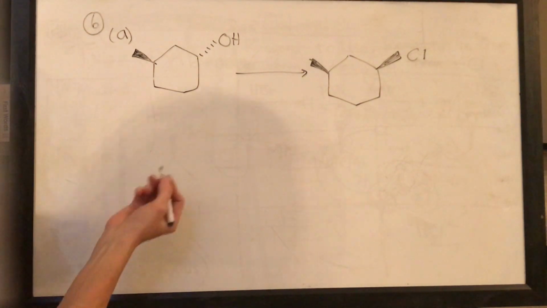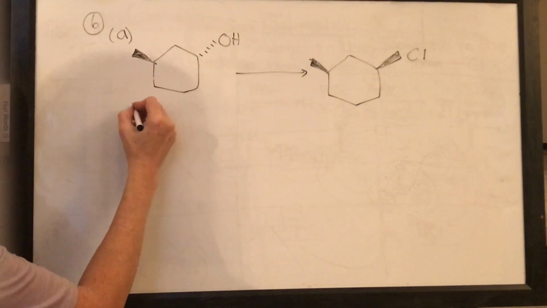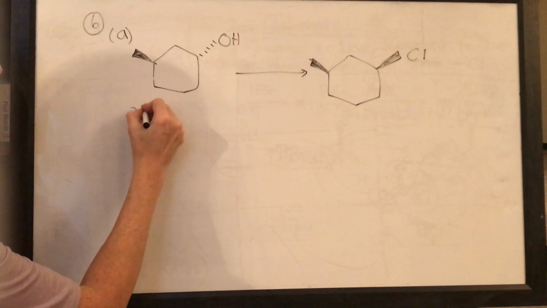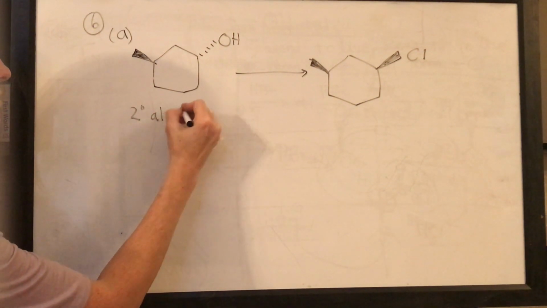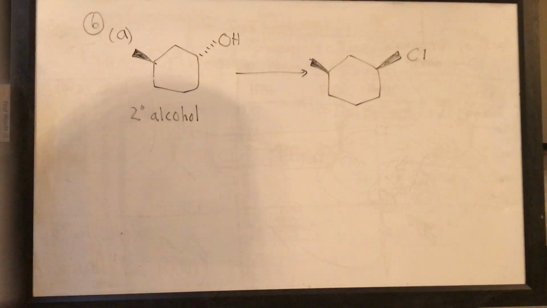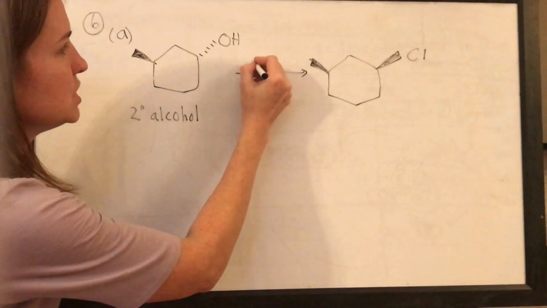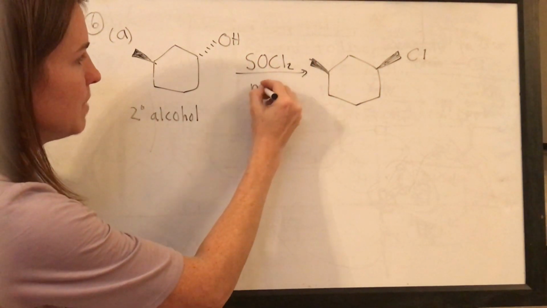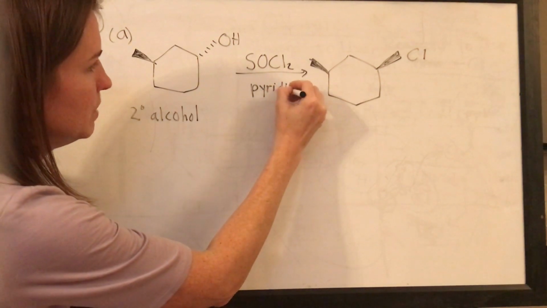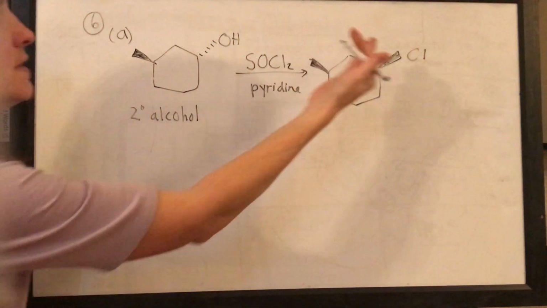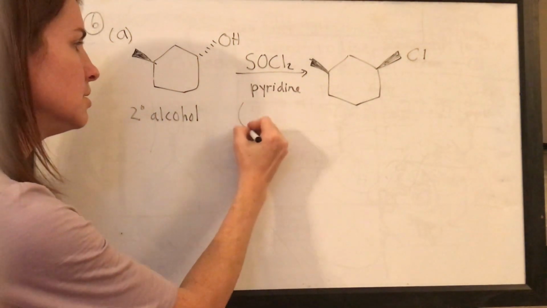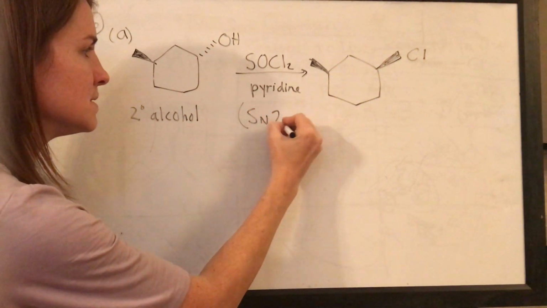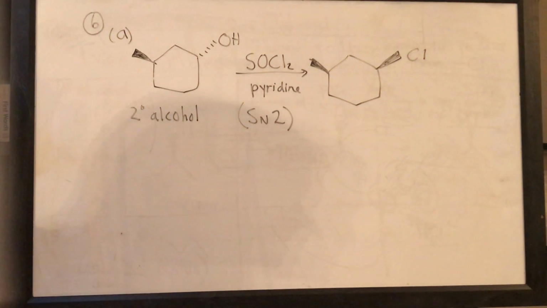In this case, the thing to notice is to identify the type of alcohol here. We have a secondary alcohol, not a primary or tertiary alcohol. So that means the best reagent in our little chart of the best reagent to use, thionyl chloride, SOCl2 with a little bit of pyridine, would be the best choice. And that will give us an inversion of configuration. We're asked to identify the mechanism, so this would be an SN2 mechanism. We just wrote that mechanism a few minutes ago.